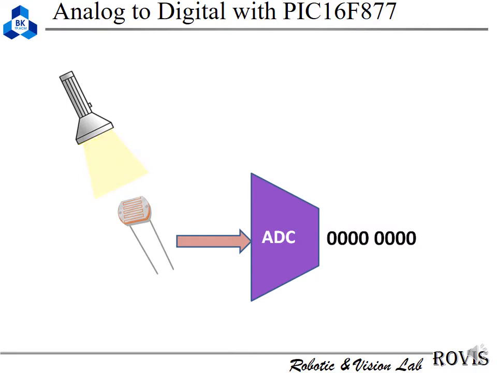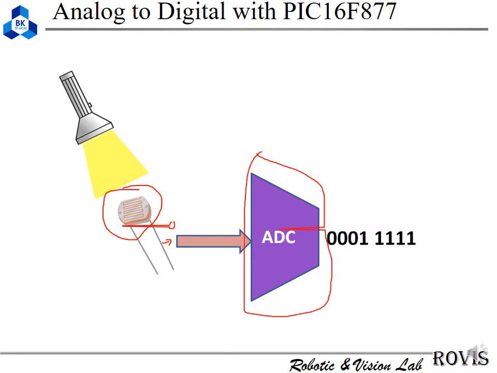For example, in this picture we have a sensor. We call it the photoresistor. Depending on the strength of the light on the pin, this will produce an analog voltage here, and we input the analog voltage into our chip, and it will change it to a digital signal here.